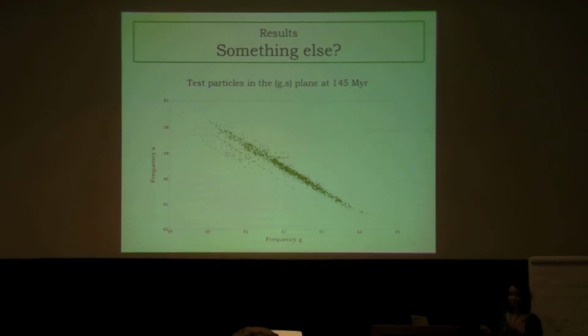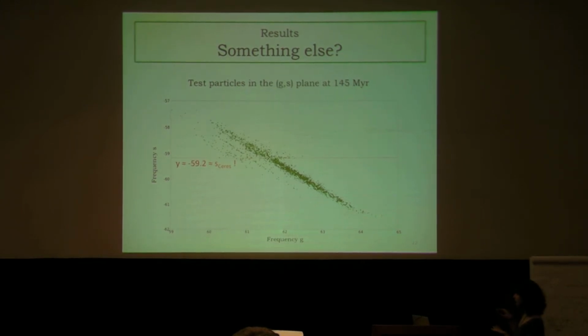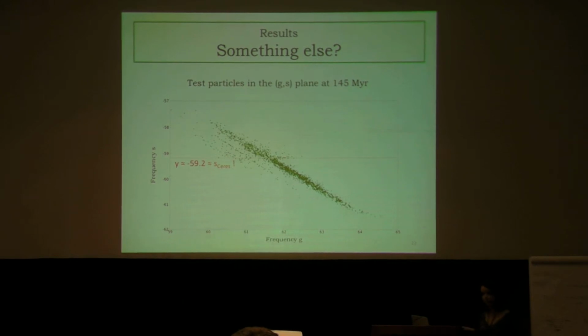Because actually, we noticed another one, which is this horizontal alignment here. And this alignment is located at approximately minus 59.2, which is the secular frequency of Cirrus. Meaning that here, we could have the proof of the action of a secular resonance with Cirrus on the Hoffmeister family. Of course, we have to confirm that.